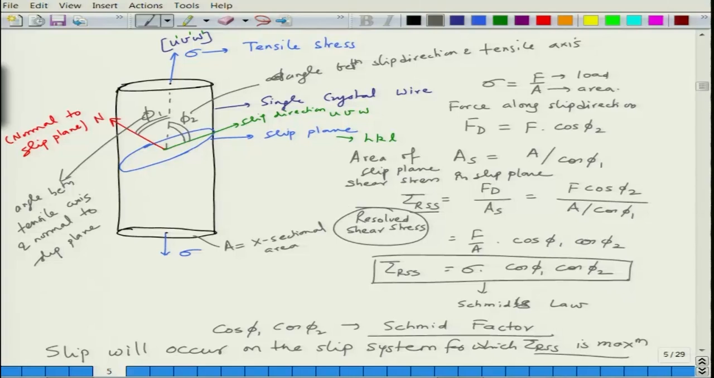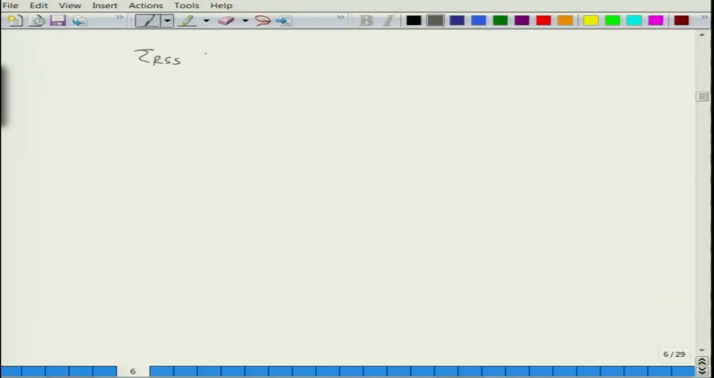Okay, and different slip systems will have different orientations, so you will have to calculate phi 1 and phi 2. One thing you can see very clearly is that the tau RSS will of course be 0 when cos phi 1 is equal to 0, and also 0 when cos phi 2 is equal to 0, which means phi 1 is equal to 90 degrees or phi 2 is equal to 90 degrees.